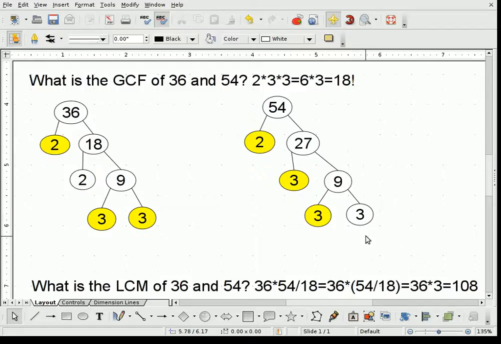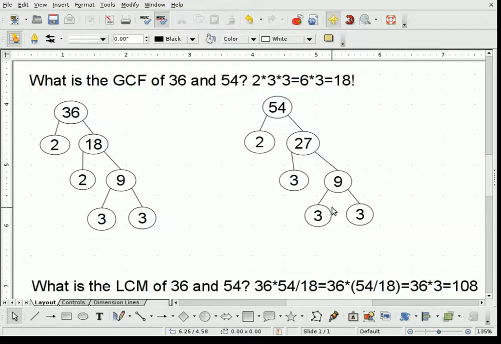Let's go ahead and try another method. Let's try another method to find the LCM of 36 and 54. Before we do that, let's change the color of all of these bubbles back to the default, which is white.